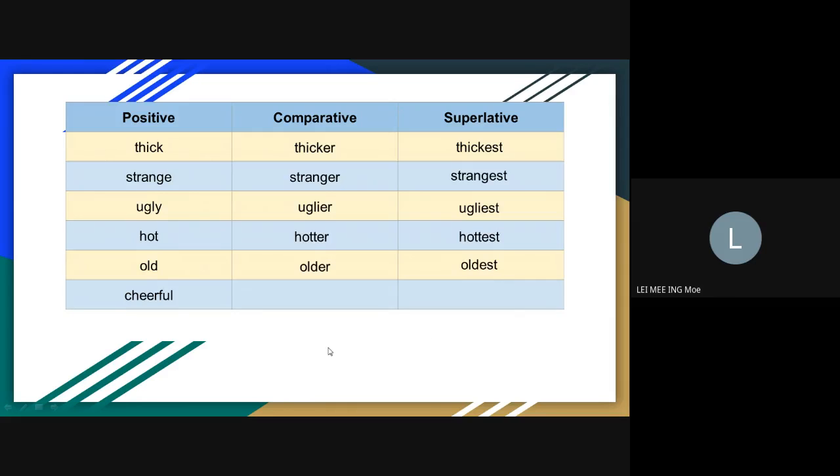So we plus EST. The last question, cheerful. What is the comparative form for cheerful? Cheerfully, cheerfulness. Alright, the answer for cheerful is more cheerful. So this follows rule number 5, even though it's just 2 syllables, right? But it follows rule number 5, more cheerful. So for superlative, most cheerful. Alright? Can I move on to the next slide?